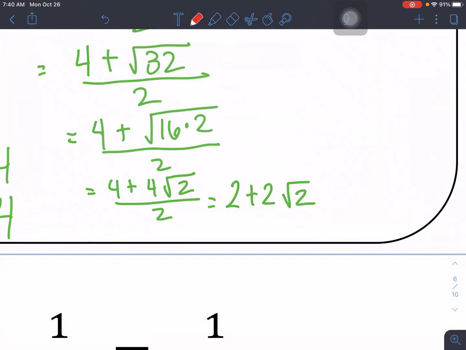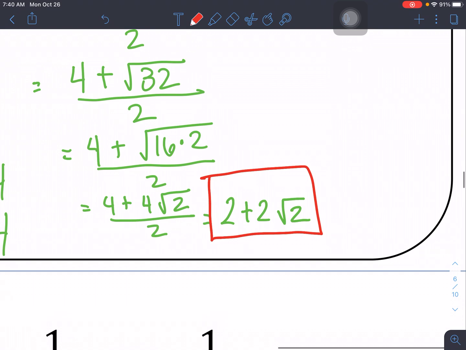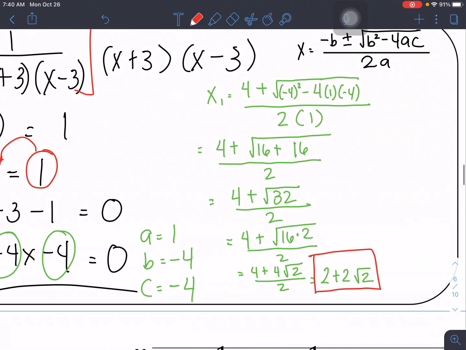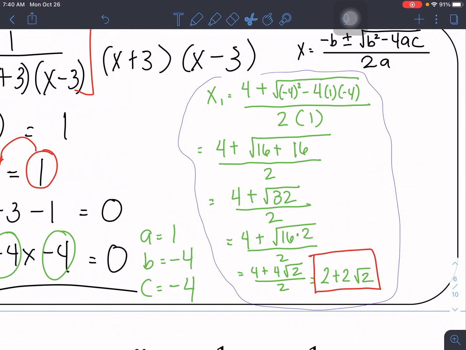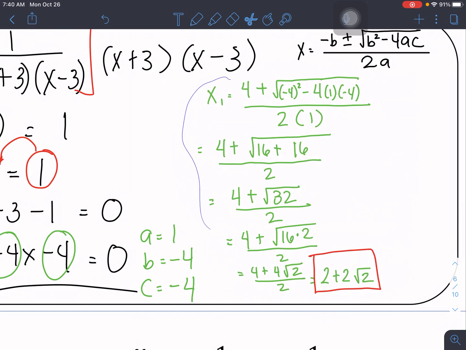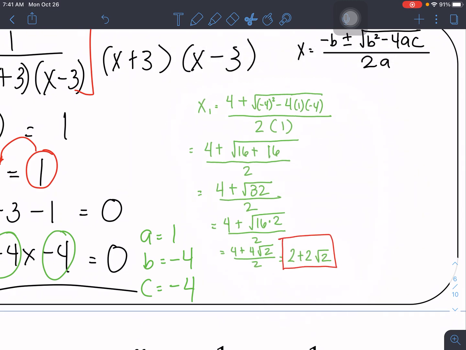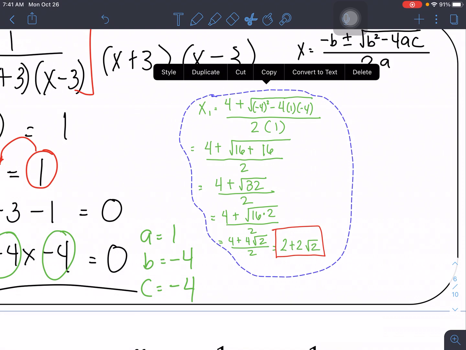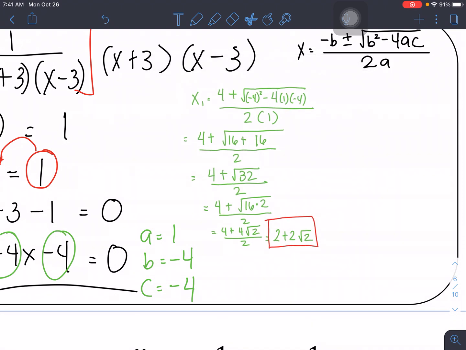Okay, so we will have two values of x, and one value of x is 2 plus 2 square root of 2. Now let us find the other value of x. When we want to find the other x, we must use the other operation. The first was a positive sign, now we will be using the negative sign.